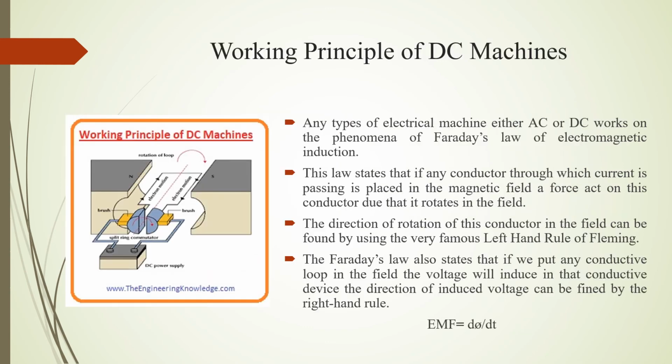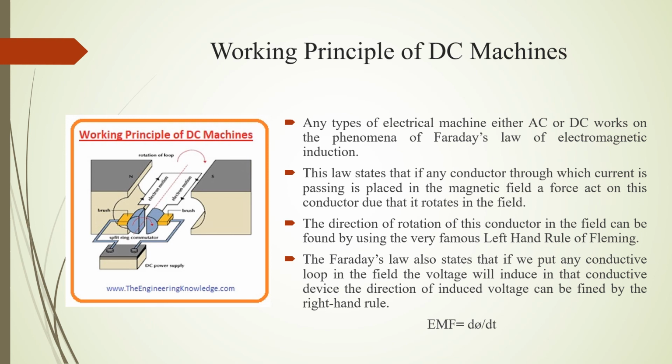The working principle of a DC machine. Any type of electrical machine, either AC or DC, works on the phenomenon of Faraday's law of electromagnetic induction. This law states that if any conductor through which current is passing is placed in a magnetic field, a force acts on this conductor. Due to that, it rotates in the field.